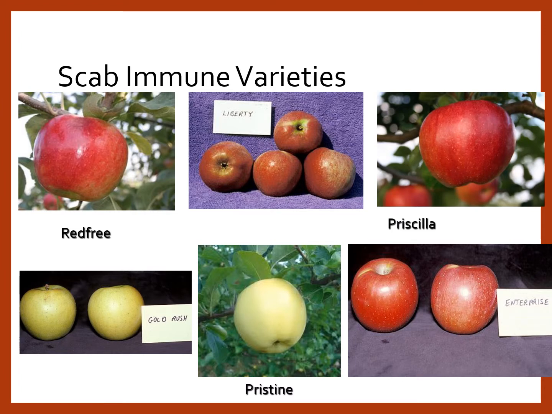Here's some more scab immune varieties. We have Redfree there, Liberty in the middle, Priscilla on the right, which we talked about a little earlier. There's Gold Rush we talked about, and Pristine, one of my favorite early apples. Although it does have a few disease issues early in the season, it's also a very early apple, and it tastes a little like Gala, so it's a very good apple for us to grow. And then we have Enterprise there on the right. Most of these are August and September apples, maybe even the first of October, except for Pristine, which is going to be late June to mid-July.